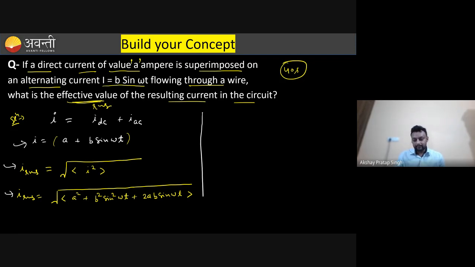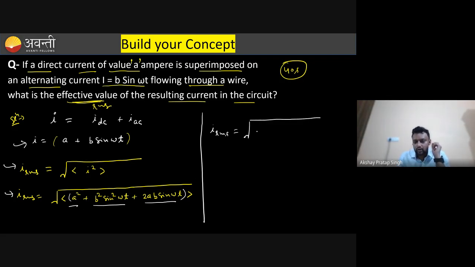What I can say, this is the term saying the average of this whole term. We can break it into the average of A square plus the average of this term plus the average of this term. A square is a constant value. If a value is not changing, it is a constant value, then its average will also remain that same constant. So I RMS is equal to, first of all, root is there. I will put a root.